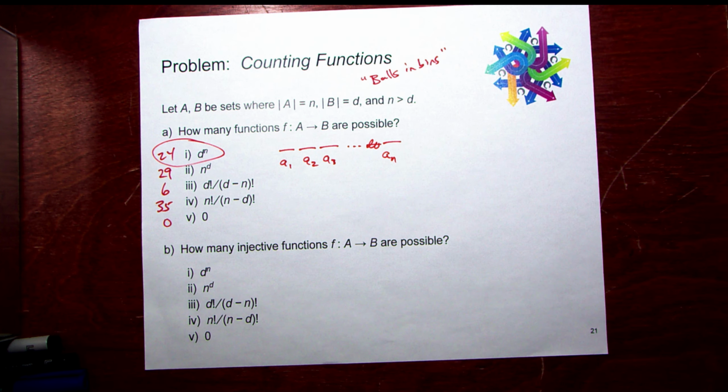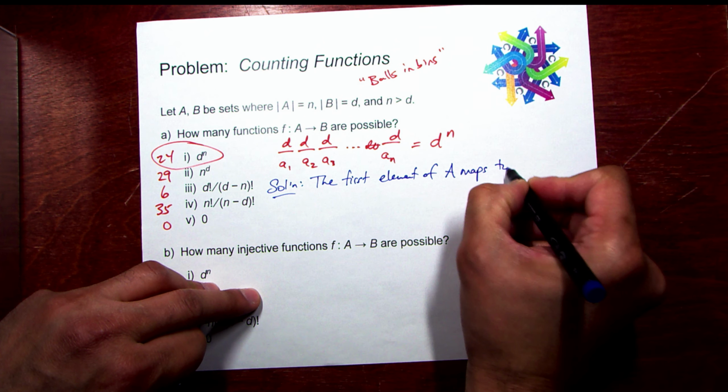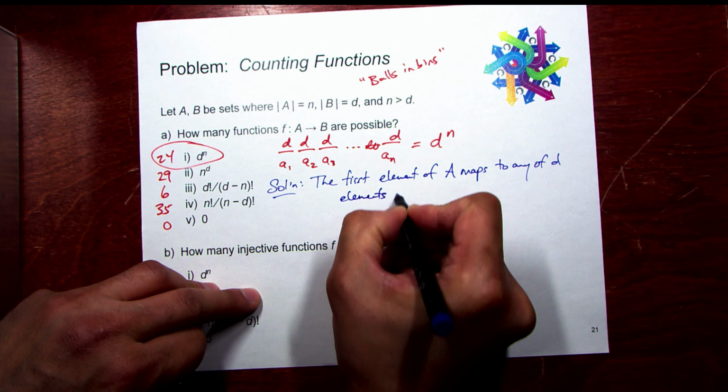All right, written out as a sentence. The first element of A maps to any of D elements of B, the second element of A maps to any of D elements, and so on. So you scale all that up, and you're getting D to the N. D choices apiece, yeah?